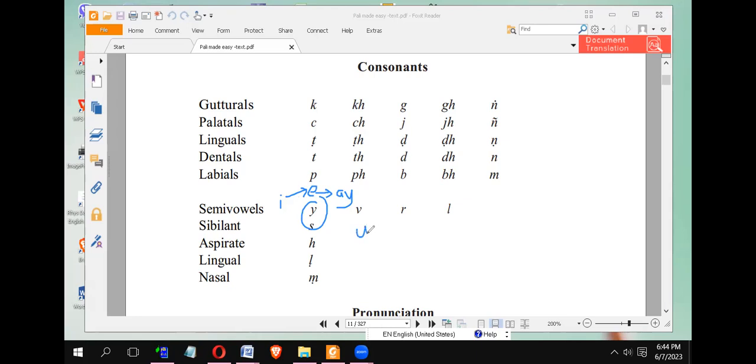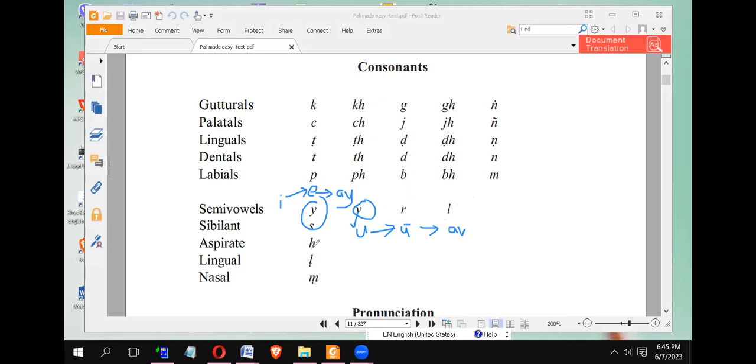Then the U, sometimes we can change it to a long U. Sometimes I think you all have seen before in the AV. This V is linked with the U, so it's a semi-vowel for the U. Then you go R and L. So Y is linked with I, V is linked with U, R is R, L is L.